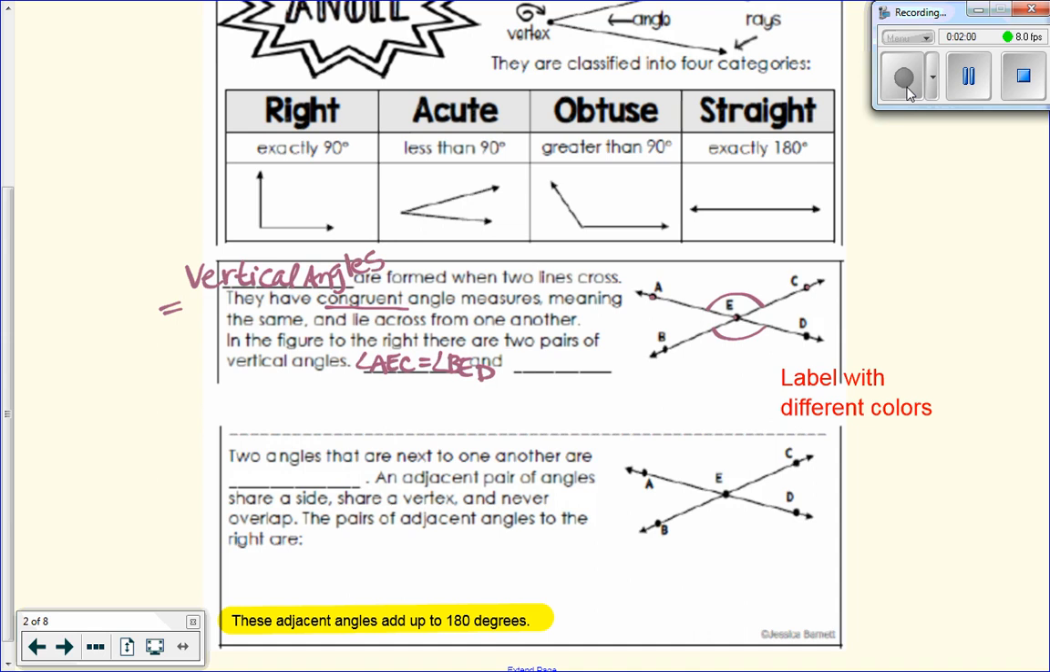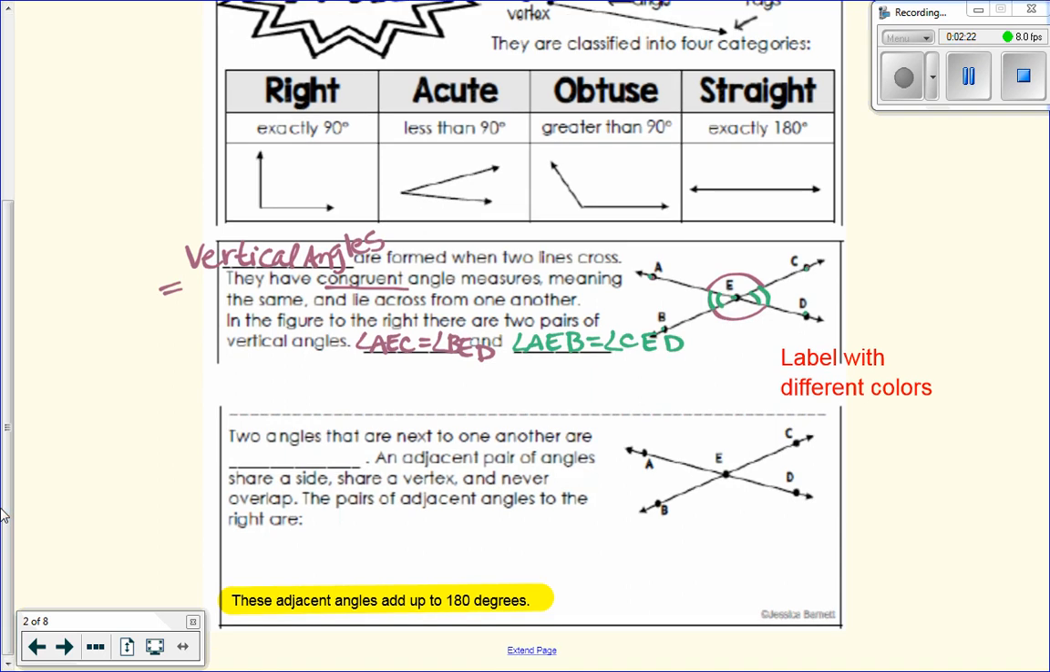All right. Another pair of vertical angles. Angle AEB is congruent to angle CED. So those are vertical angles. They're opposite from each other. They lie across from each other and they are congruent, which means they're equal. Eventually we're going to be setting up equations, and so that's important information to know there.